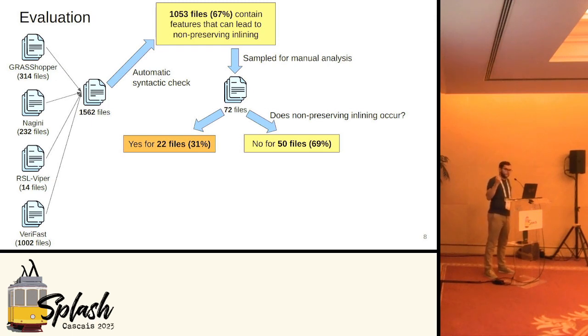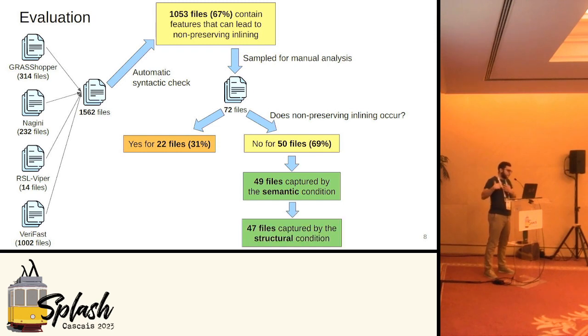So for those 50 files where inlining is always verification preserving, 49 files are captured by our semantic condition, and 47 files are captured by our structural condition, the one that is implemented in our tool. So that's what I wanted to say today.